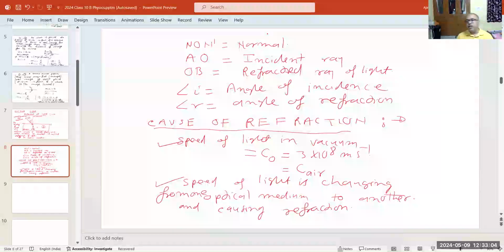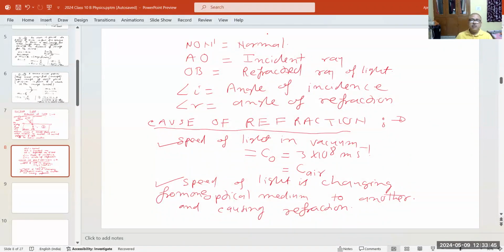If speed is maintained high, it is considered to be the rarer medium. If speed becomes less, slow, the medium is more denser. So it is the speed which is the deciding factor. Light going with 3 into 10 to the power 8 meter per second decides it as a rarer medium. But whenever the light is entering into any other medium, where the speed of light is not as it is in the vacuum or in the air medium.